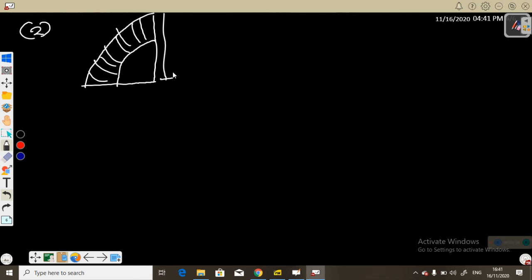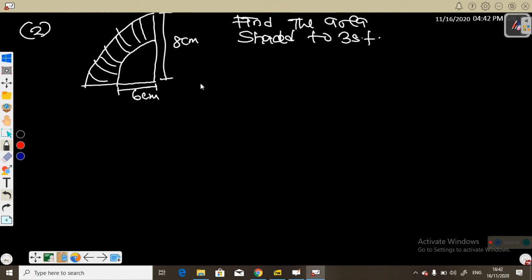So consider this sector. We have a sector of this form, and then you have another one like this. This region is shaded. The length of this radius is 8 centimeter and the length of this one is 6 centimeter. Find the area shaded to 3 significant figures. Let's take a look.